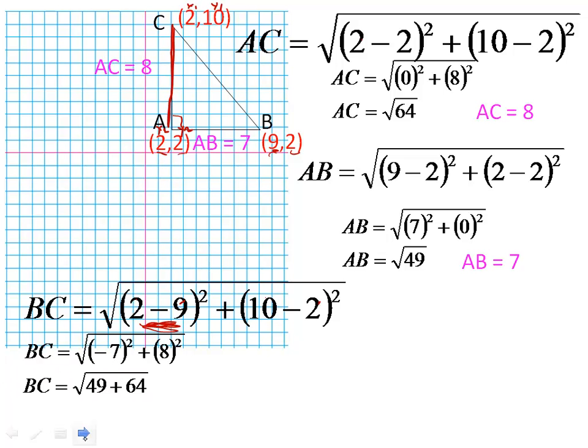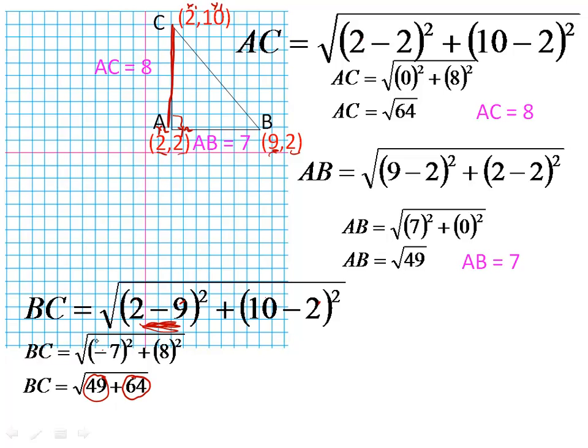It is not negative 49. All of you know negative 7 times negative 7 is positive 49. You should never get a negative value here or here. They're always going to be positive because of the squaring. And your calculator is not intelligent enough to see that, so you have to be more intelligent than your calculator.